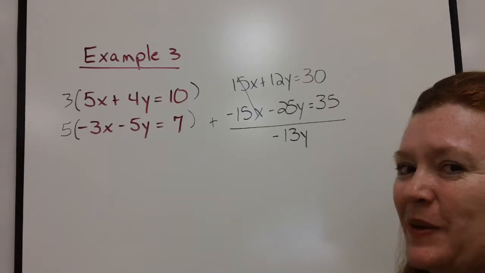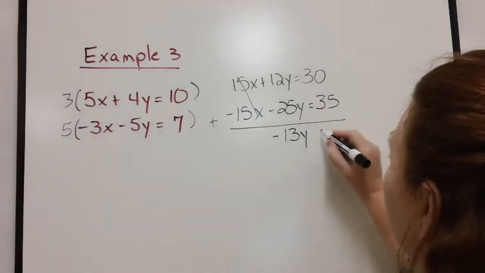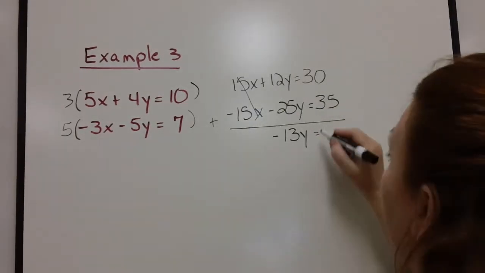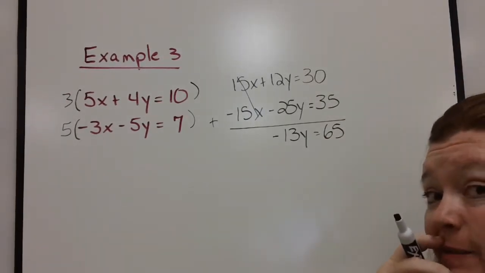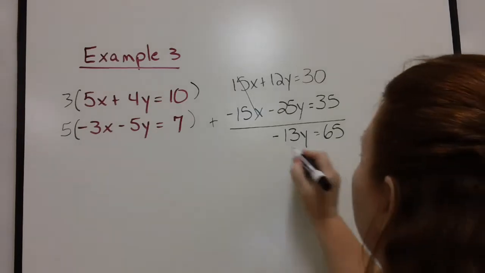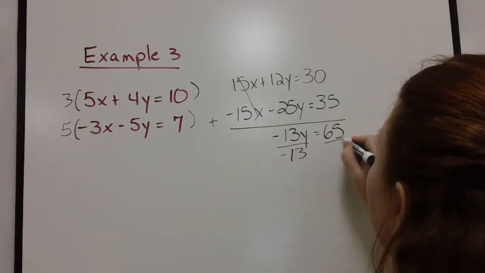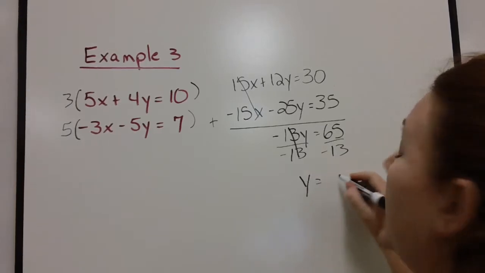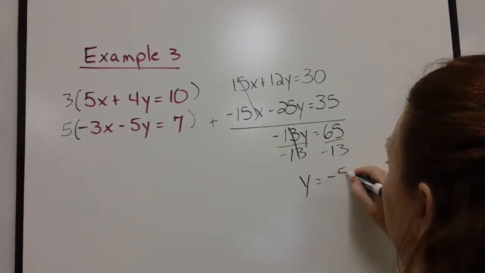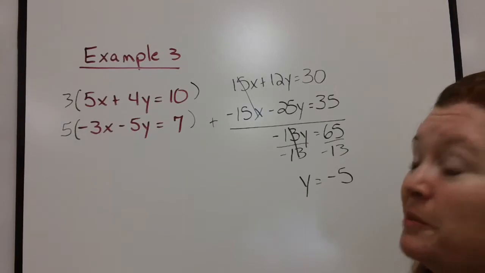Ooh, I like this one. It's not so basic and simple. 30 plus 35 is 65. Divide by negative 13. Negative 13. And I get y is equal to negative 5. I wasn't sure, but it came out nice.